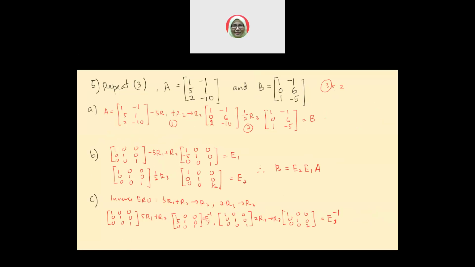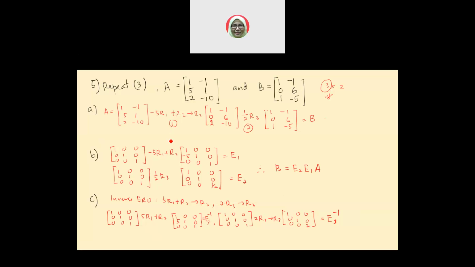Question B is to get E1, E2, because from question A there are two elementary row operations, so we can get only two elementary matrices. Perform these elementary row operations on the identity matrix of 3 by 3. Remember, follow the rows. The row count is 3, so the identity matrix is 3 by 3.